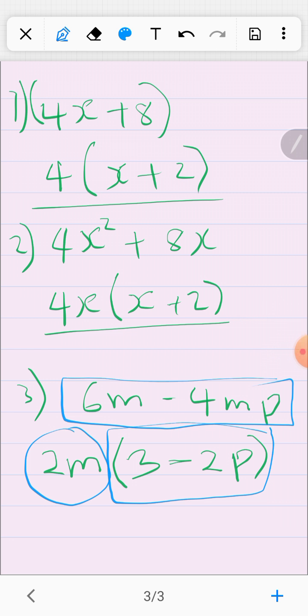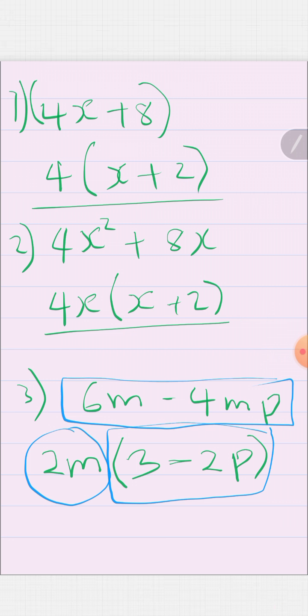I keep checking the time because I don't want this video to go too long to bore you guys. Let's do one last example and then I'll give you some homework questions. The last example is, again, you're required to factorize 4m plus 6mp minus, say, 2m.